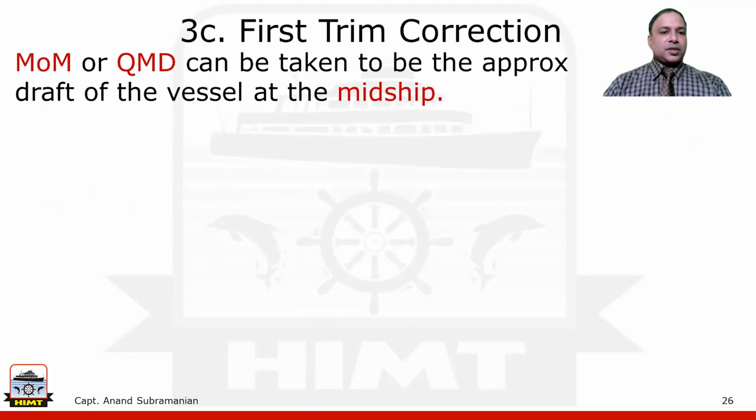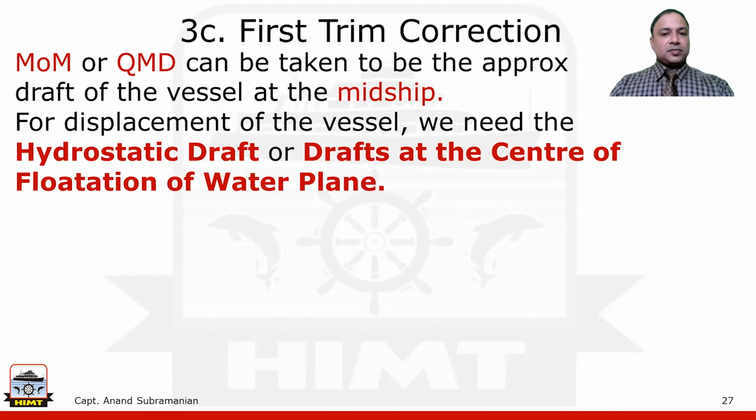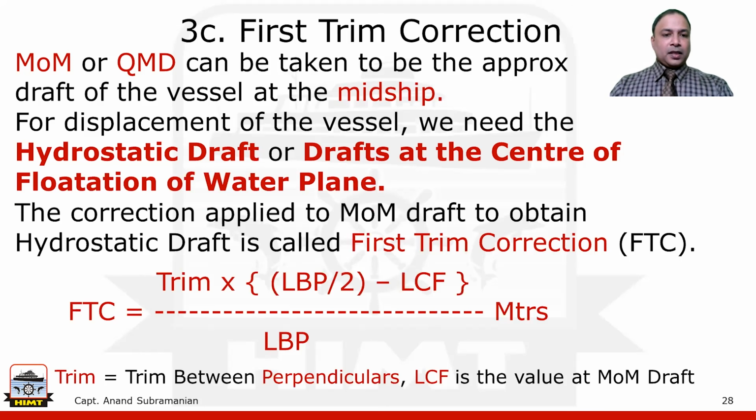And the main reason for that is because the mean of mean draft or the quarter mean draft, which we have found out in the previous step, is only an approximate midship draft. Remember, we want the hydrostatic draft. So for finding the displacement of the vessel, what we require is a hydrostatic draft, or in other words, the draft at the center of flotation of the water plane in which the ship is presently floating. The correction which is applied to the mean of mean drafts to obtain the hydrostatic draft is called the first trim correction. And the formula is given out here.